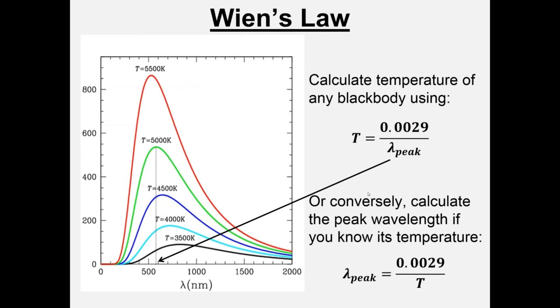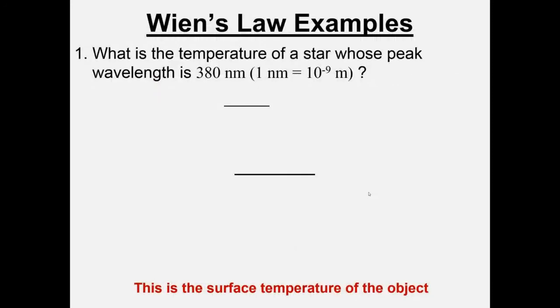So for example, I could stick a thermometer in a person, or ask them to put it under their tongue, and get their temperature or their skin temperature, and then I could figure out what peak wavelength they're at, and it would be in the infrared. So let's do it.